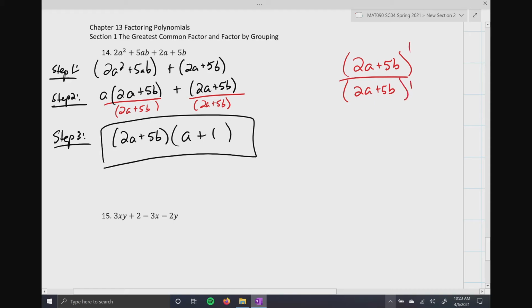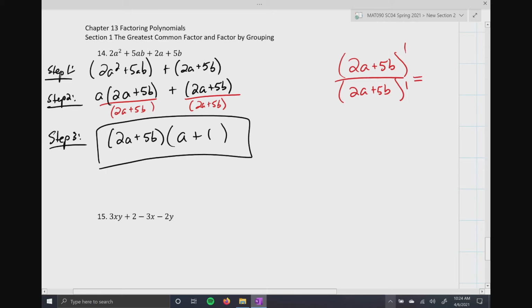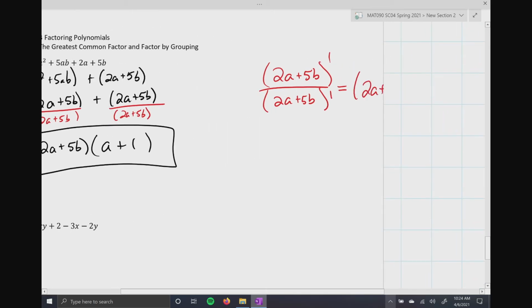We also know this, and you got to remember this. This goes all the way back to chapter 12. Inside the parentheses is 2A plus 5B, and that is raised to the first power. When the bases are the same, you subtract the exponents. And what is anything raised to the 0 power? It's 1. That is how we're getting the 1.